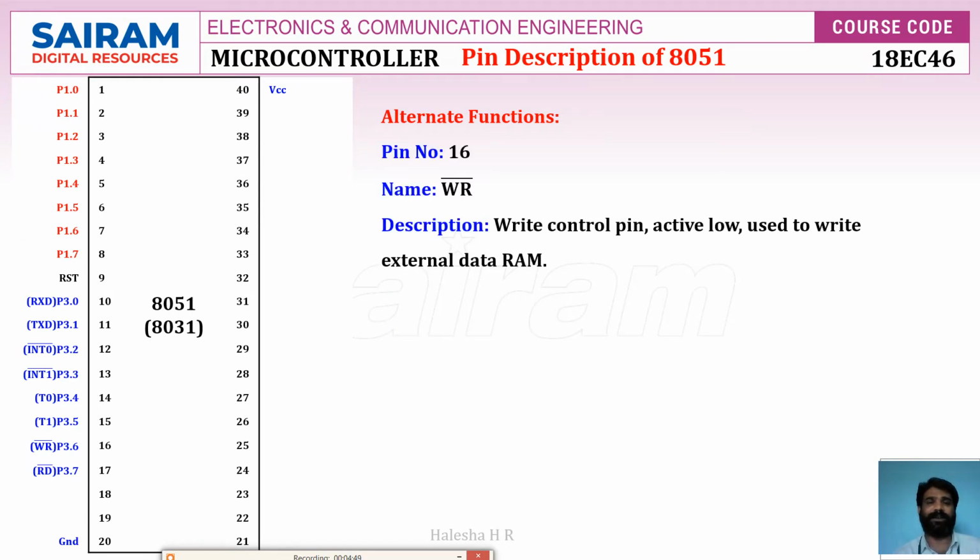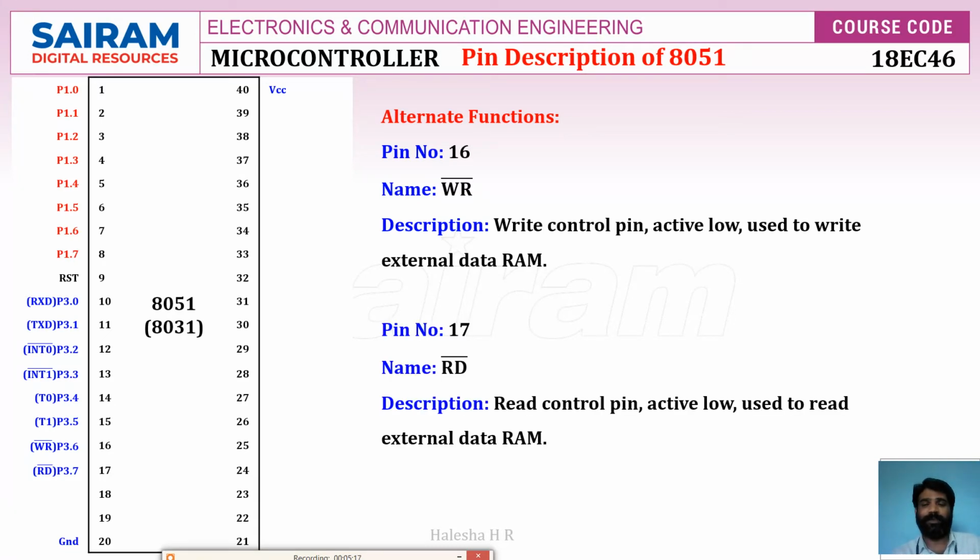And pin number 16, the alternate function is WR bar, write control pin. It is active low, used to write to the external data RAM. As you know, a RAM can be read or written. If the microcontroller wants to write data into memory, first it has to assert a low signal on the WR pin. Thereby the data available in the data bus will be copied to the external RAM. And similarly, to read the external RAM, we need a read control pin, that is RD bar, pin number 17. Again, it is active low, used to read the external data RAM.